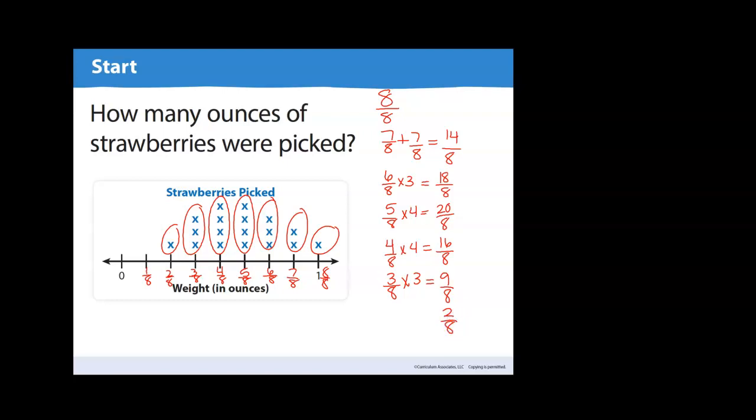All right, so I went ahead and wrote 2/8 off to the side at the bottom because I have just 1 2/8 right here. But the rest I went ahead and multiplied out just to make it a little bit easier so I'm not writing the same number a bunch of times. So I'm going to add all of these numbers together. But instead of adding the 8s part, I'm just going to add that at the end because they're all 8s. So I'm going to add 14 plus 18 plus 20 plus 16 plus 9 plus 2, and I also have my 8 eighths up here.